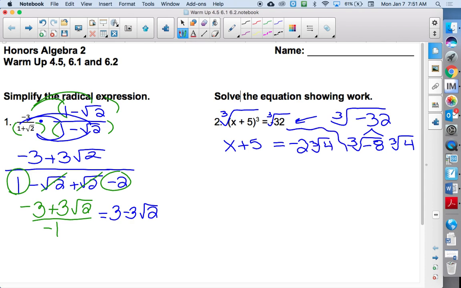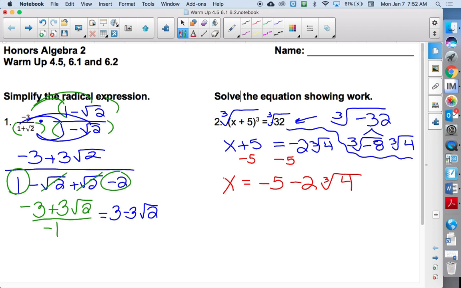So over here, this is my little bit of scratch work to break down the negative 32. So you're cube rooting negative 32, that means we need to break that number down and try and simplify it. And then the last thing we need to do is get x by itself, so that means we're taking the 5 to the other side, so we have a negative 5. And then the radical is negative 2 cube root of 4.